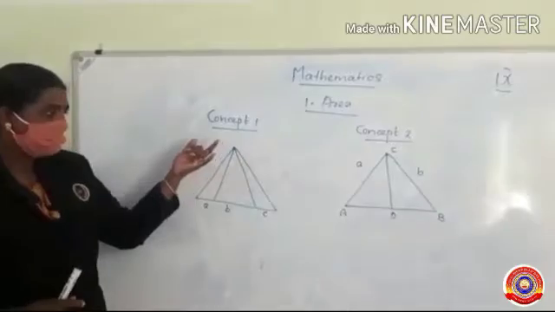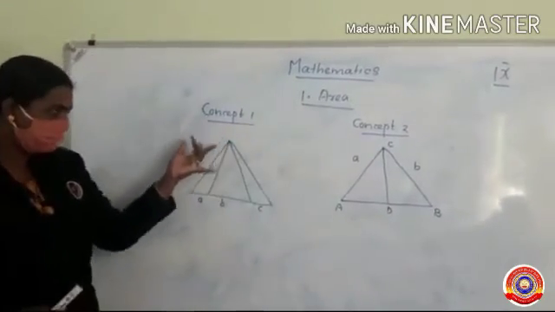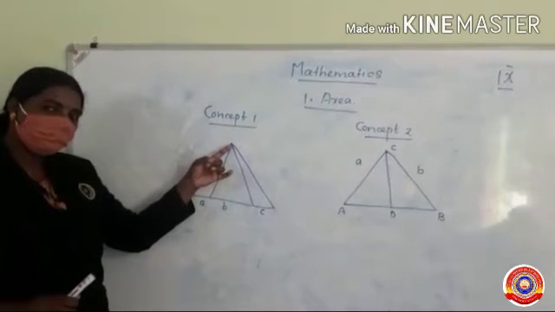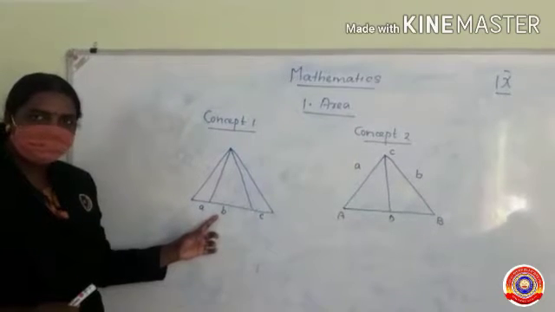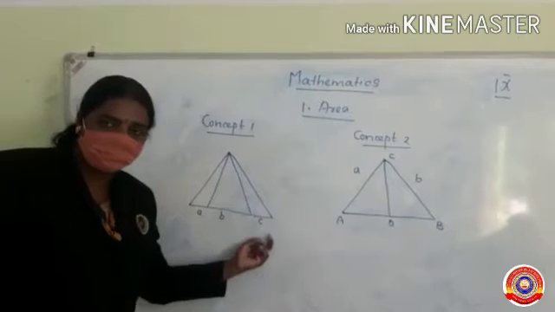So, today I will introduce you to two important concepts. The first concept is that a line from the vertex of a triangle divides the length of the opposite side and the area of the triangle in the same ratio.